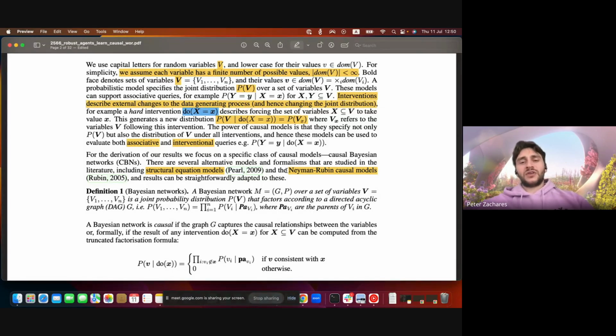So what is a causal model of the world? A causal model of the world is, first, composed of a set of variables, boldface V, which are the variables that describe the world. Then you have a joint distribution P over them. And then you have a graph G, which describes essentially their conditional independencies.